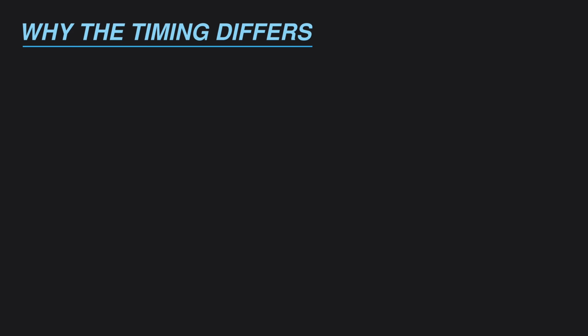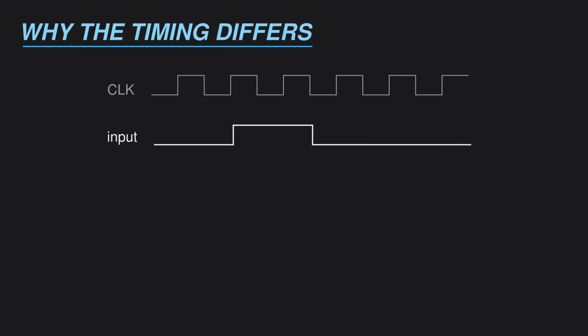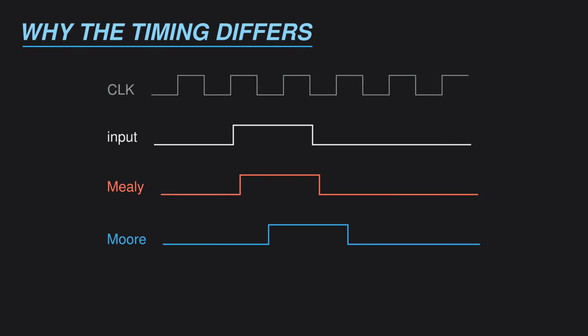Now, why is there a timing difference? Here's the mechanism, and it is worth understanding rather than memorizing. A Mealy output is computed directly from the live input, so it changes the instant the input changes. A Moore output can change only after a clock edge. Each synchronizing tick moves the machine into the state that carries that output. That is the whole reason Mealy reacts sooner.